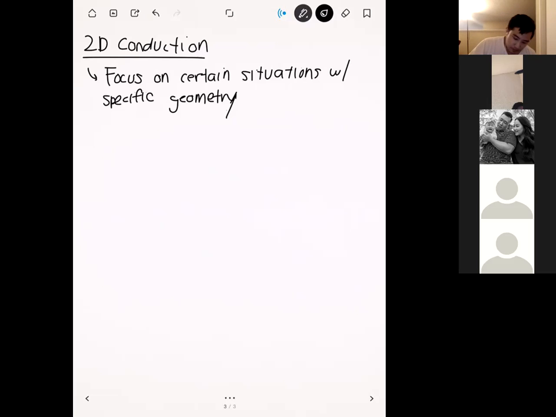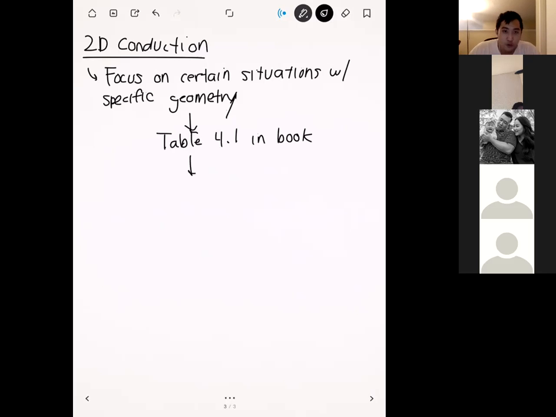Okay. And so you might be asking, what specific geometries are we looking at? Or what do I mean in particular by specific geometries? The geometries that we're going to consider are summarized in table 4.1 in the book. What this table shows you is specific situations that have happened a lot in the history of engineering heat transfer.